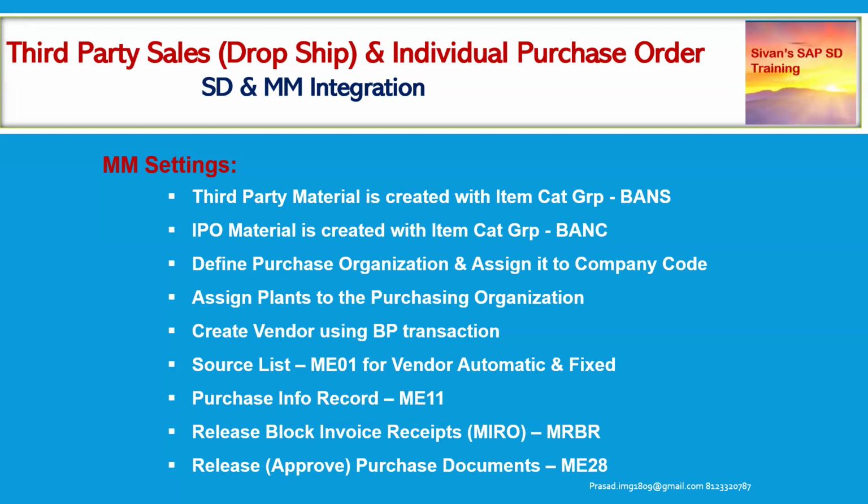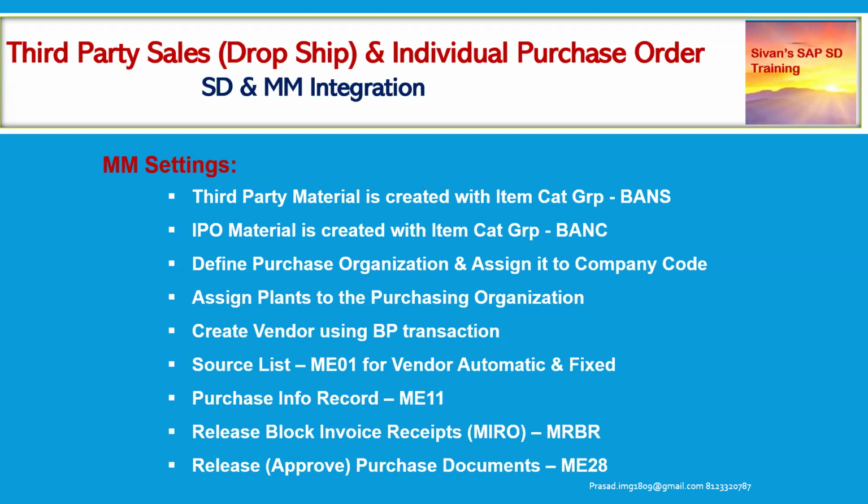Then create a vendor using the BP transaction code, and the source list ME01 for automatic and fixed vendor determination. Like for some of the areas, he is the fixed vendor, or for that particular customer, he is the right person who always delivers on time, and the customer always prefers to have that particular vendor only. So for that, the team will create the ME01 transaction, that is the source list.